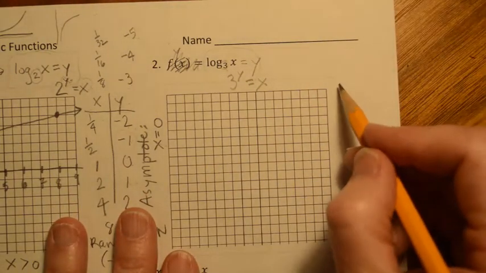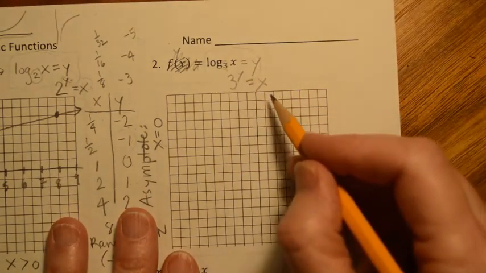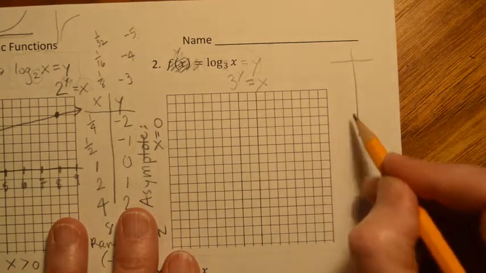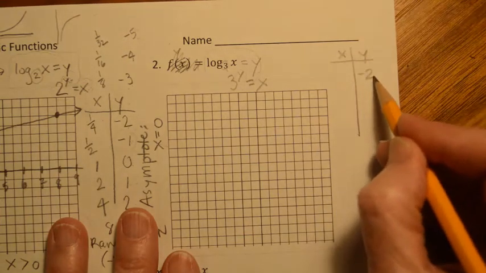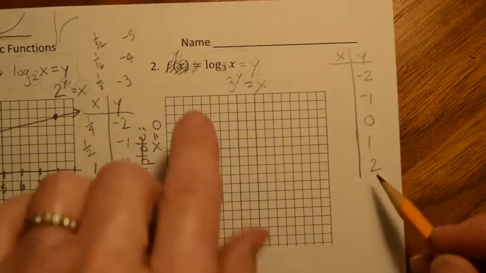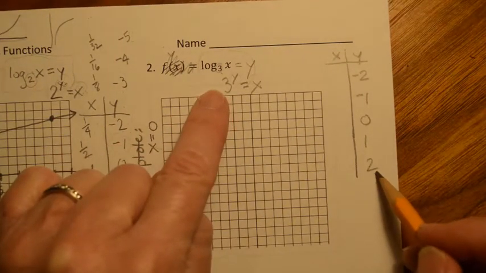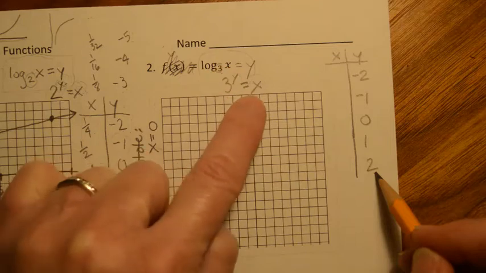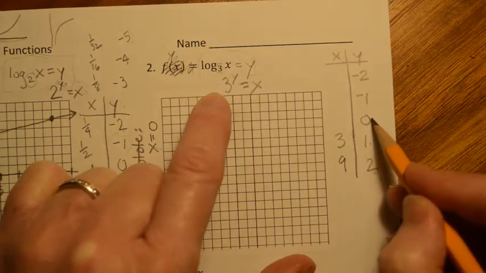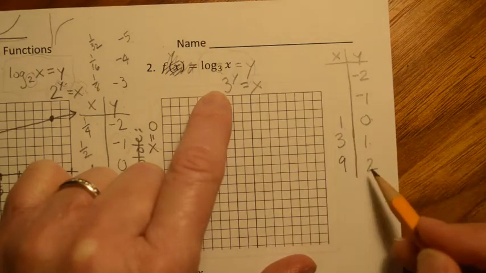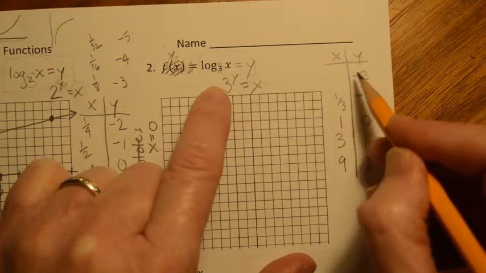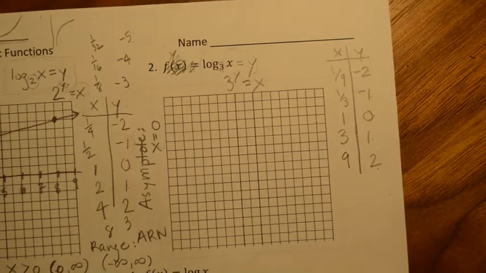All right, so we're going to make our table again, choosing y, not x, and finding the value of x. So here we're going to get x and y, -2, -1, 0, 1, 2. All right, if I start down here, this says 3 to the second is what we put in place for x, so that's 9. 3 to the first is 3. 3 to the 0 is 1. 3 to the -1 is 1/3. 3 to the -2 is 1/9.